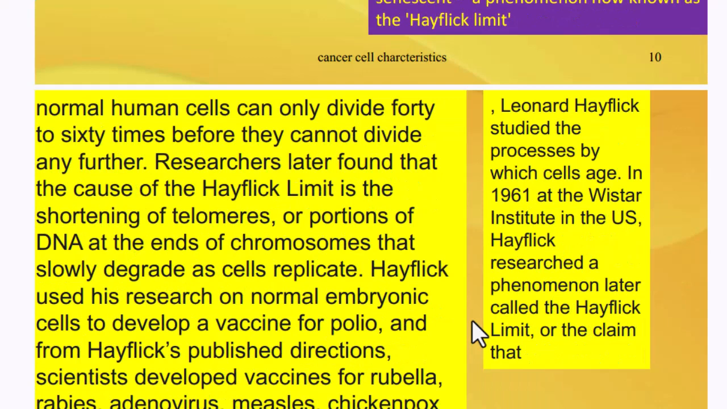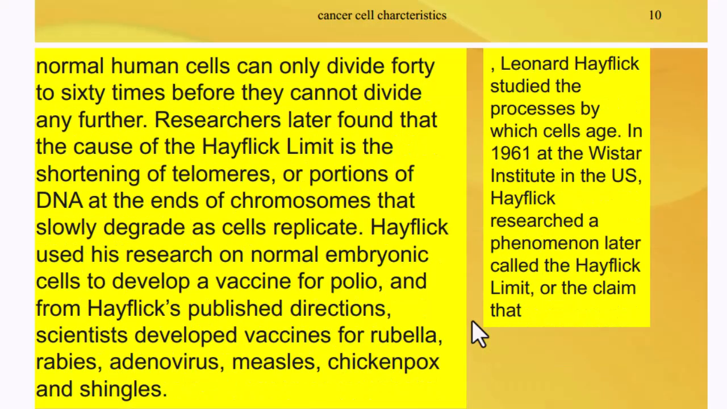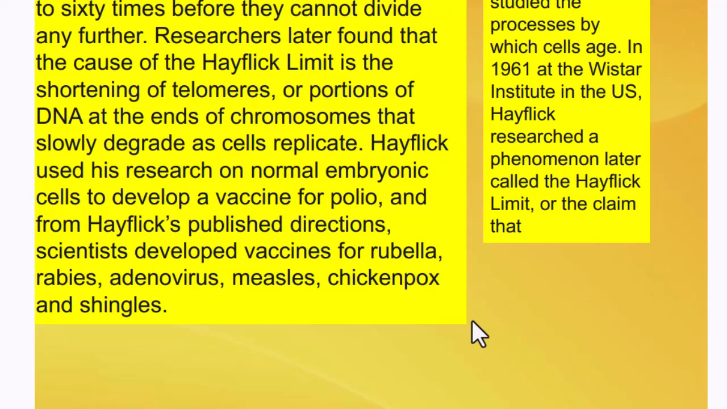Normal human cells can only divide 40 to 60 times before they can't divide any further. Later, researchers found that the cause of the Hayflick limit is the shortening of the telomeres, or portions of the DNA at the end of the chromosome that slowly degrade as cells replicate.